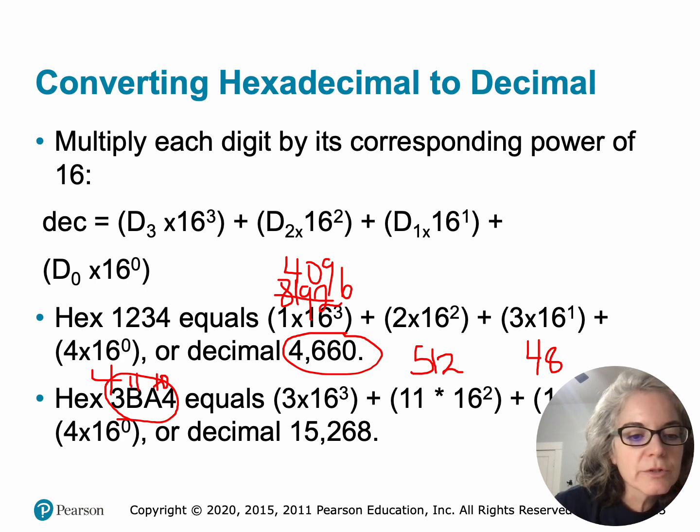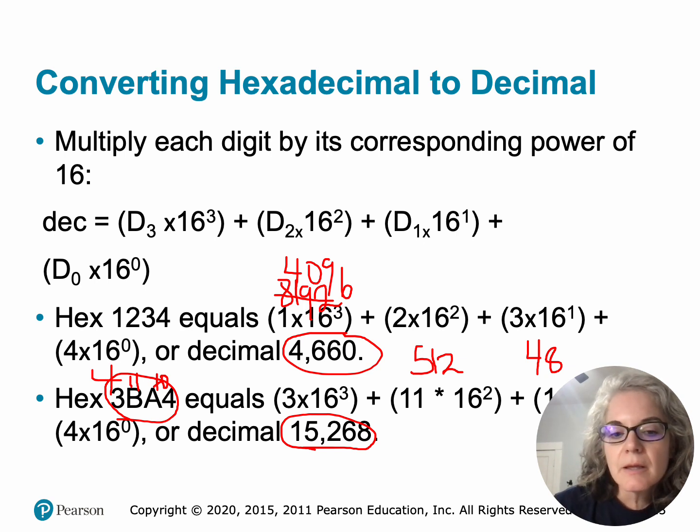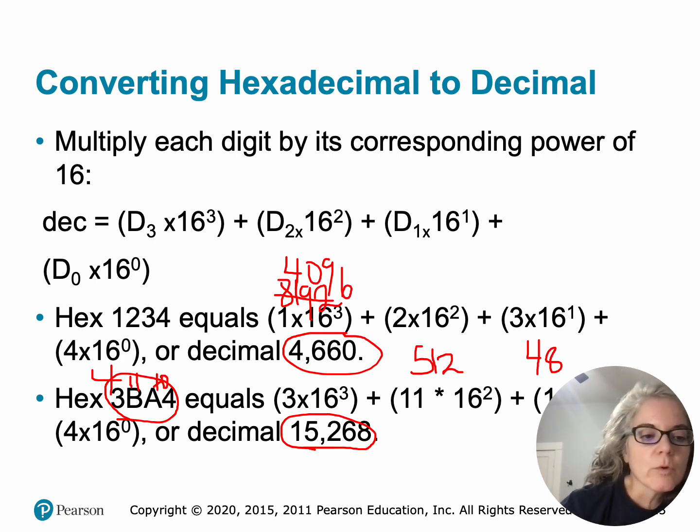Okay. So we're just going to say 3 times 16 to the power of 3, 11 times 16 squared. You can't see this back here, but it says 10 times 16 to the power of 1, and 4 times 16 to the power of 0. And if you calculate that, you can pause it, work it out, and this is what the total should be. So if you want to just pause the video for a minute, work each of these out, and then see if you get this total.